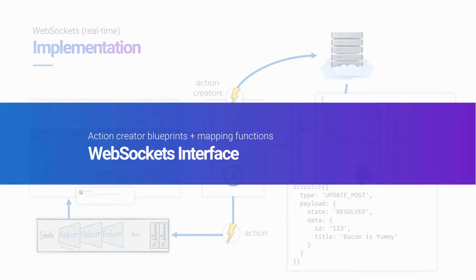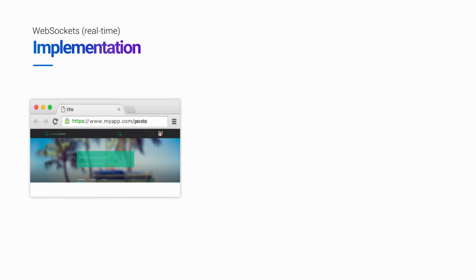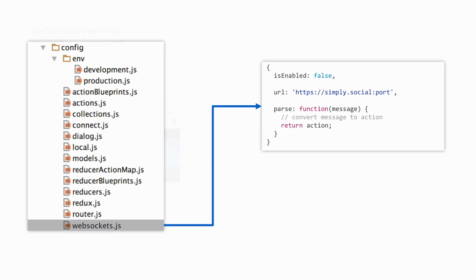So given the previous diagrams and discussion, the WebSockets implementation will likely be a combination of action creator blueprints that know how to subscribe to rooms, as well as a series of user-defined mapping functions to help Lore convert the WebSocket messages into an action. Let's take a look at what that might look like. And we'll start by diving into the config folder at the root of our project structure. Like everything else in Lore, WebSockets will end up with its own config file.